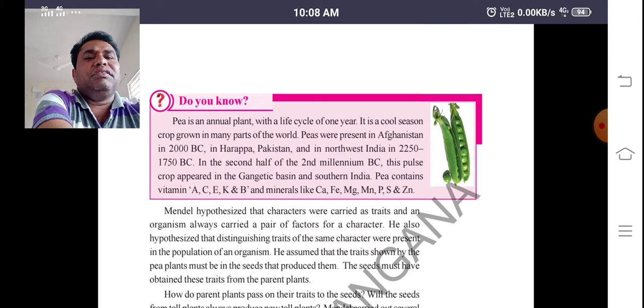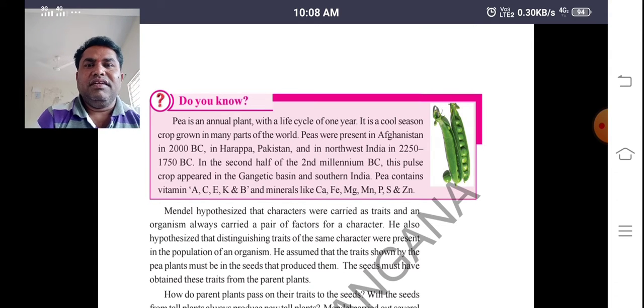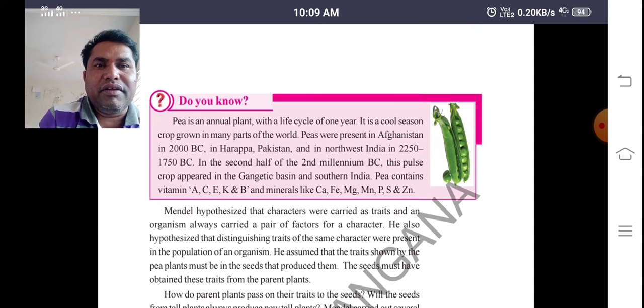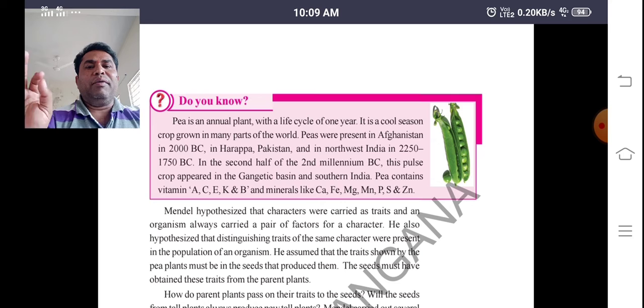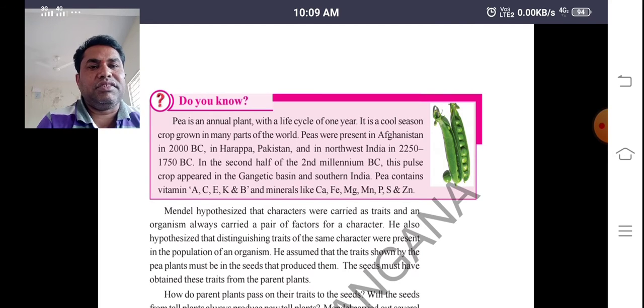Mendel hypothesized that characteristics were carried as a trait. An organism always carried a pair of factors for a character. If any character, whether it is height, color, quantity, whatever it may be, it is brought by a pair of factors. He also hypothesized that distinguishing traits of the same character were present in the population of an organism. He assumed that the traits shown by the pea plant must be in the seeds that produced them. The seeds must have obtained these traits from the parent plant.